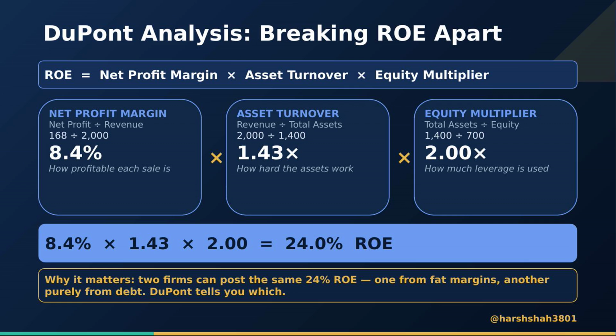Now watch this. Multiply all three together. 8.4% times 1.43 times 2.00 equals exactly 24% ROE. Why does this matter so much? Because two companies can post the exact same 24% ROE. One from genuinely strong margins, another purely from piling on debt. DuPont Analysis is what tells you which one you're actually looking at. This is a favorite question in interviews, so make sure you really understand this one.